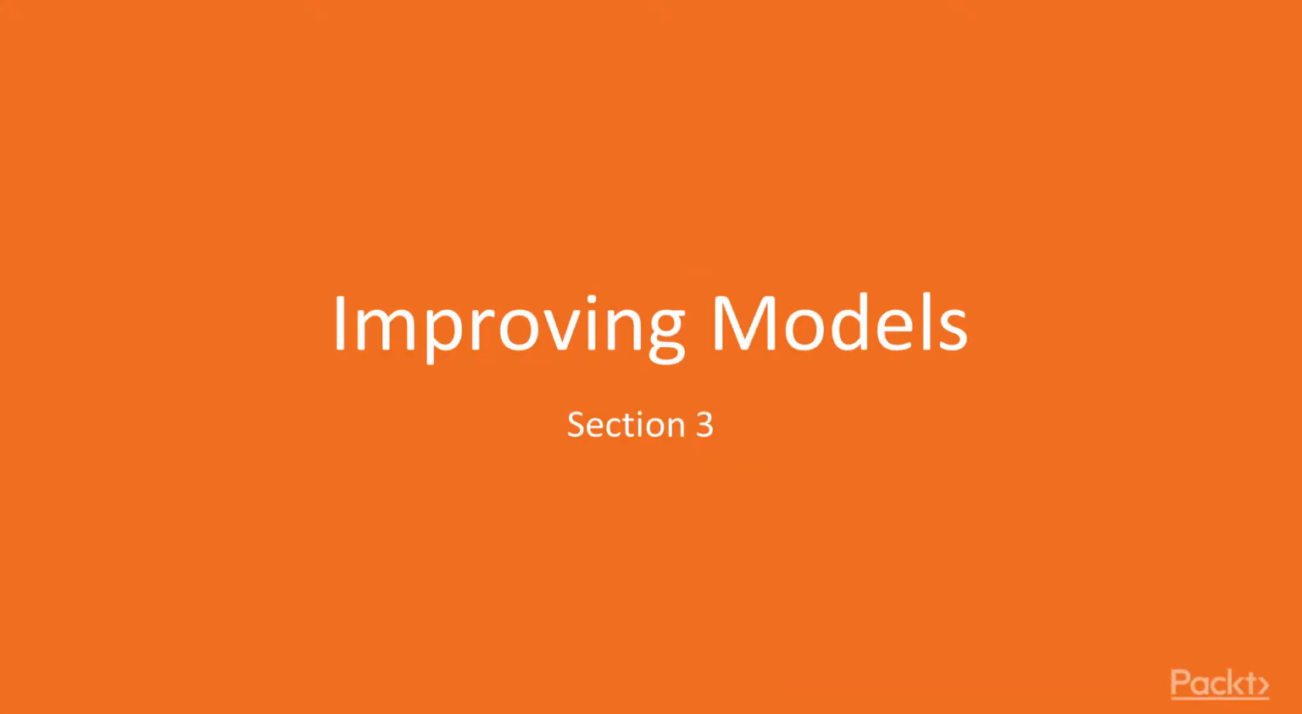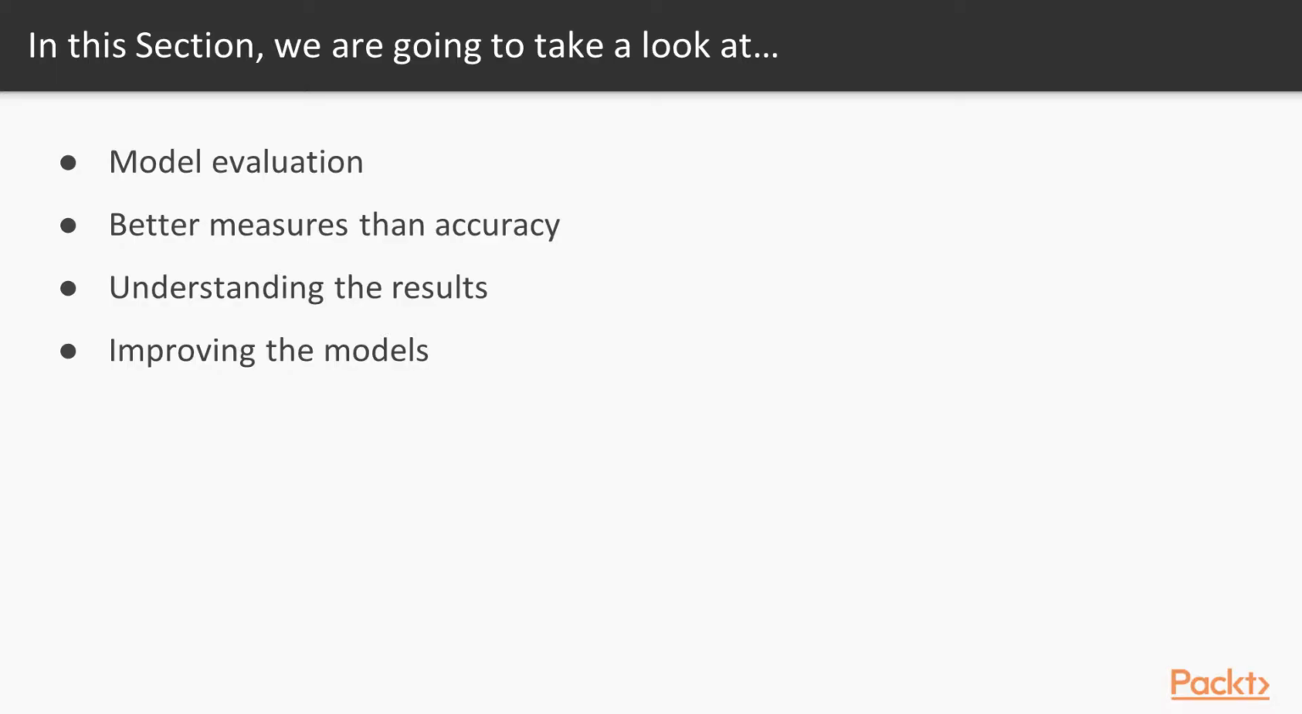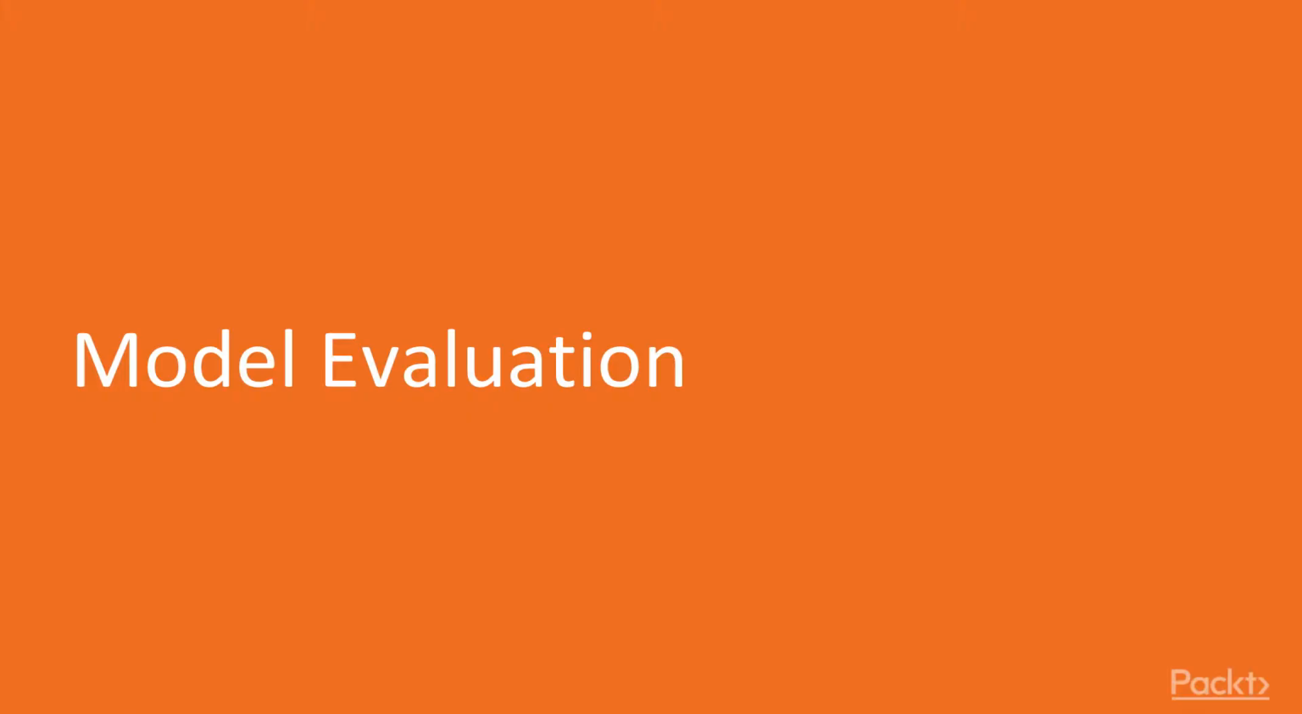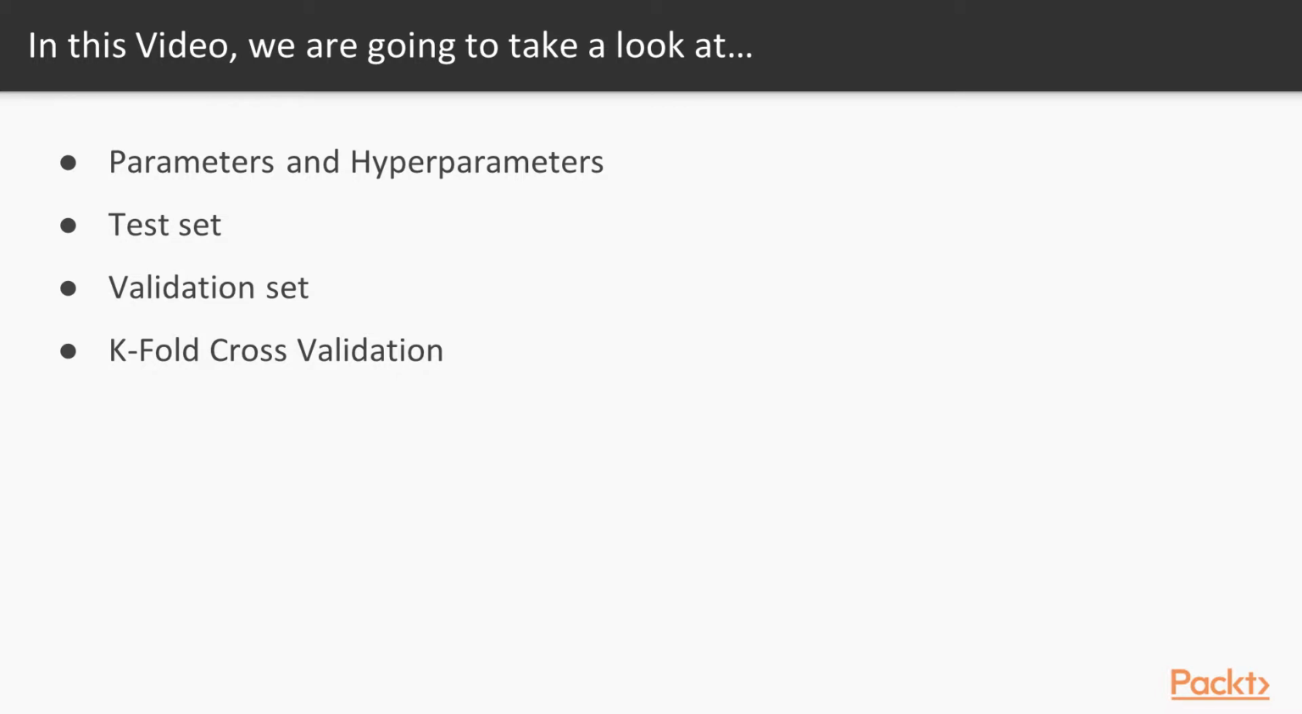Hi, and welcome to section 3, Improving Models. In this section, we are going to look at model evaluation, better measures and accuracy, understanding the results, and improving the model. In this video on model evaluation, we are going to look at what are parameters and hyperparameters, what is a test set, what is a validation set, and look at a process called k-fold cross-validation.